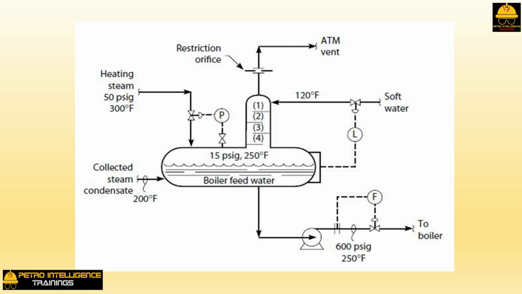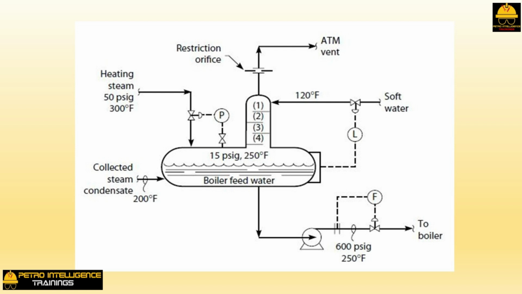The vapor flowing to tray 4 is essentially the heating steam flow. Certainly, most of the steam condenses on the trays, as the heating steam comes into contact with the 120 degrees Fahrenheit softened water. It takes about 1 pound of 50 psig steam to heat 7 pounds of water from 120 to 250 degrees Fahrenheit. The uncondensed steam is then vented from the top of our tower through the atmospheric vent.